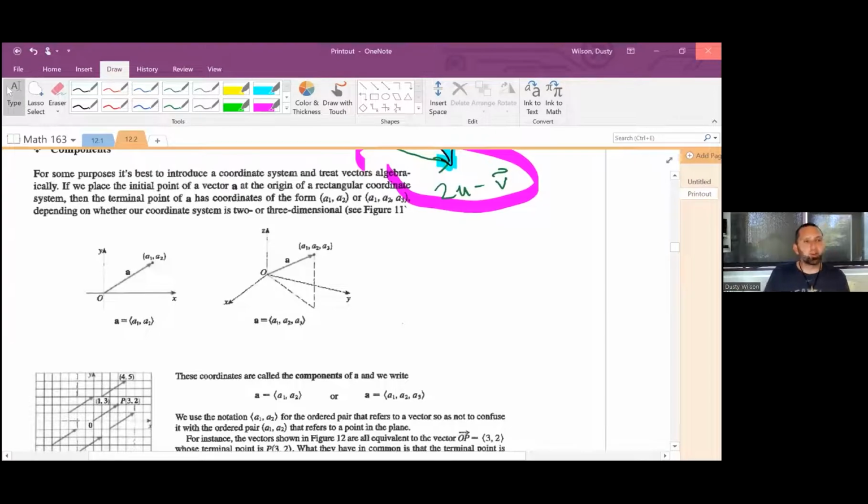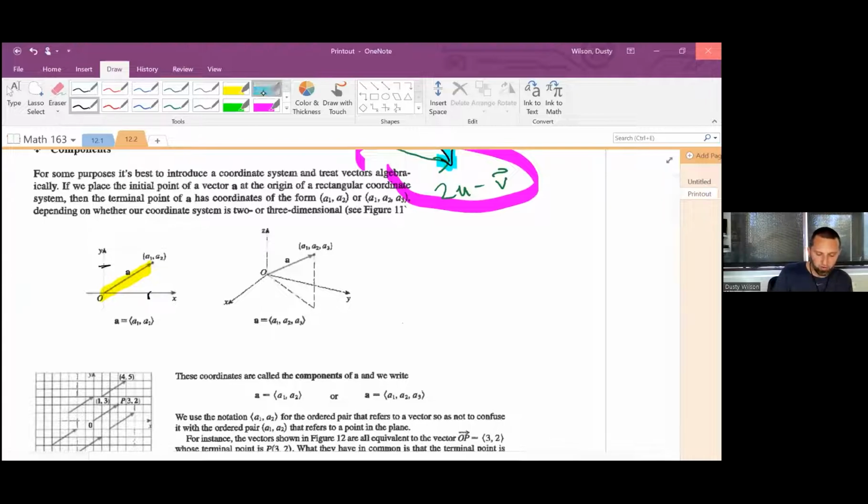For some purposes, it's best to introduce a coordinate system and treat vectors algebraically. If we place the initial point of a vector A at the origin of a rectangular coordinate system, then the terminal point of A has coordinates of the form (a1, a2) or (a1, a2, a3), depending on whether our coordinate system is in 2 or 3 dimensions.